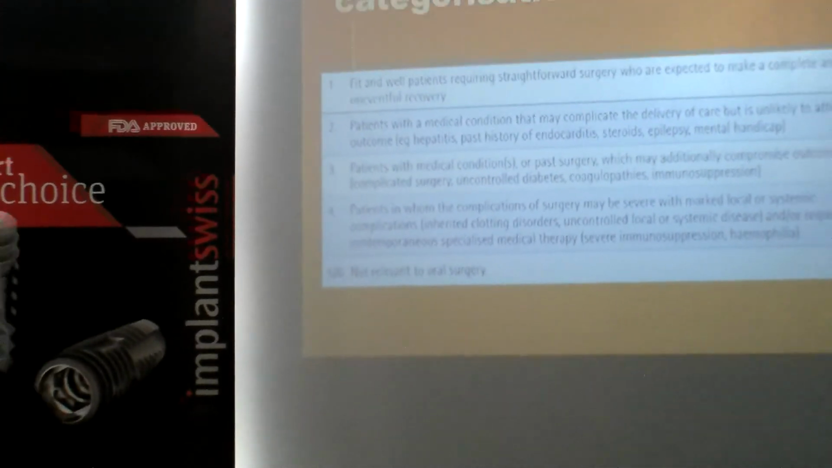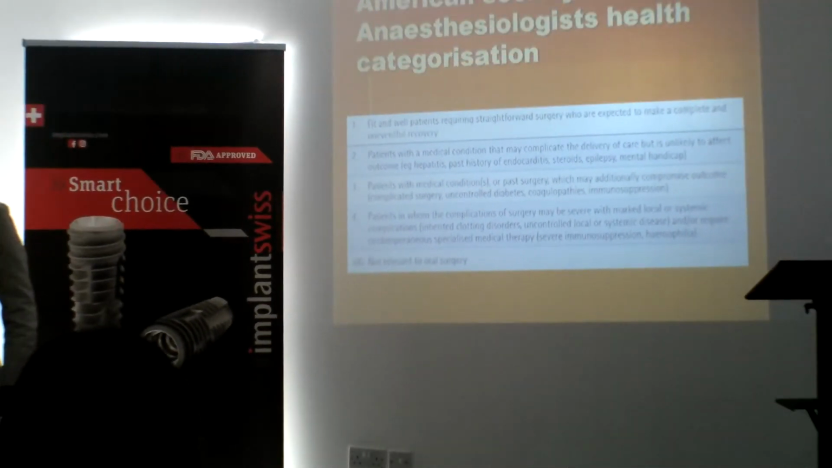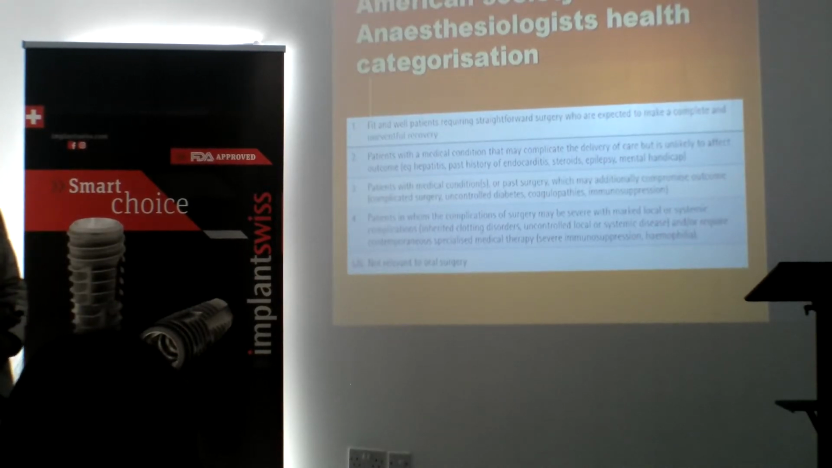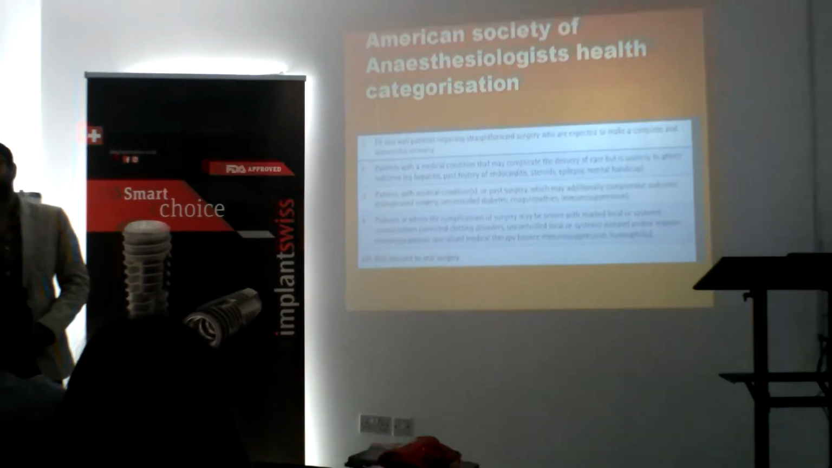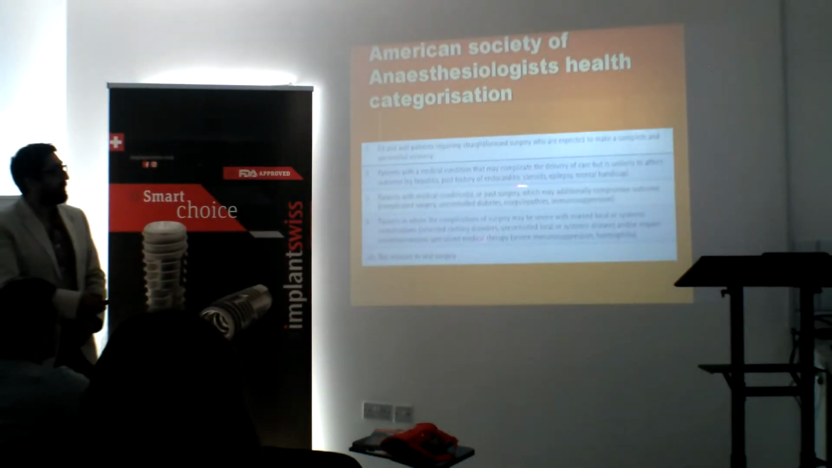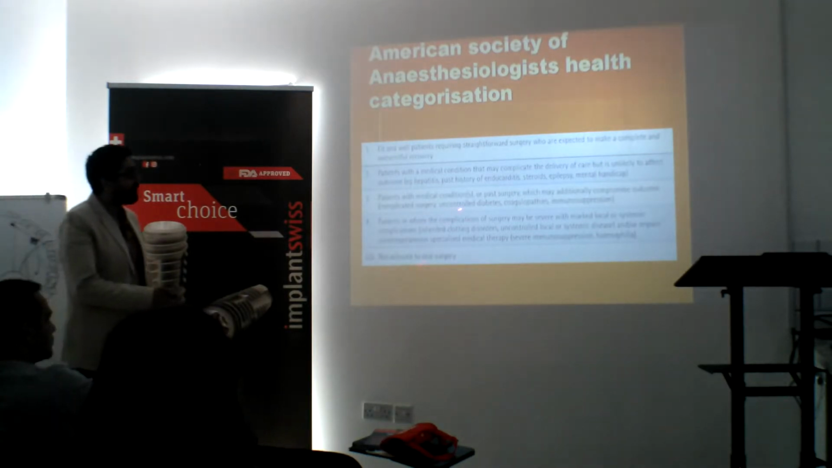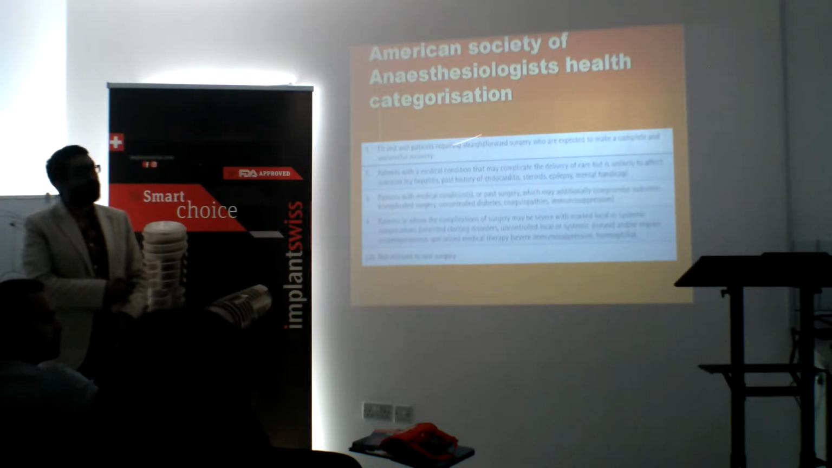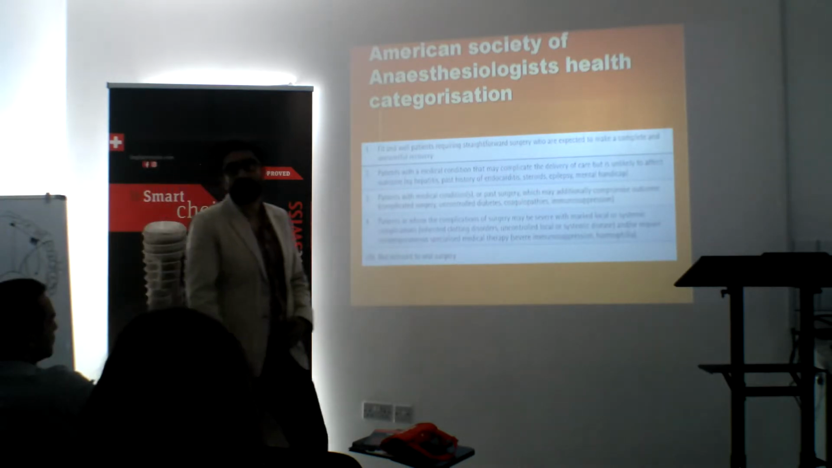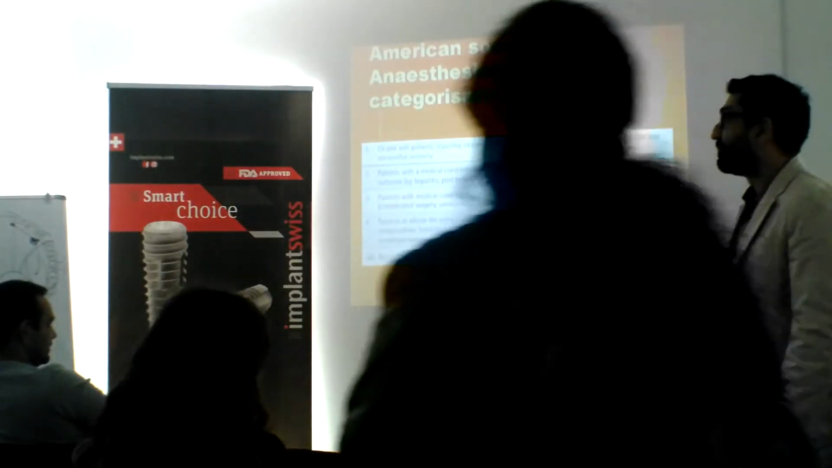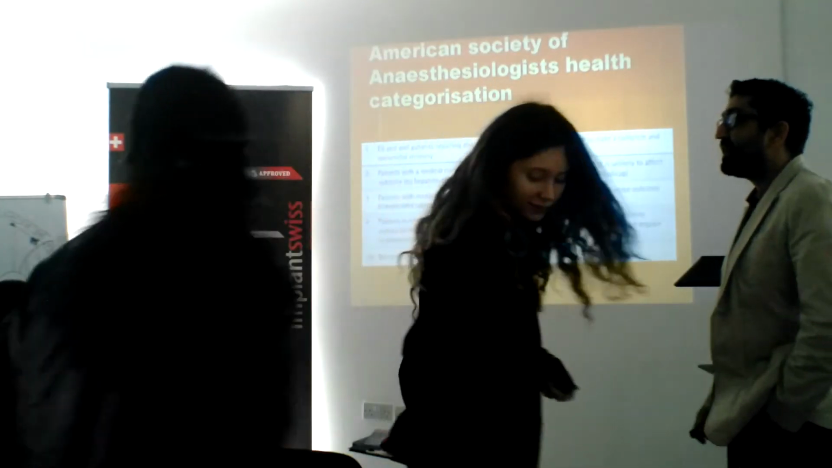For example, a patient with hepatitis, or a past history of endocarditis. The outcome is not going to change. Steroids, epilepsy, medically handicapped. Uncontrolled diabetes is ASA 3. Controlled diabetes is ASA 2, because it's not going to change the outcome. But uncontrolled diabetes is ASA 3.